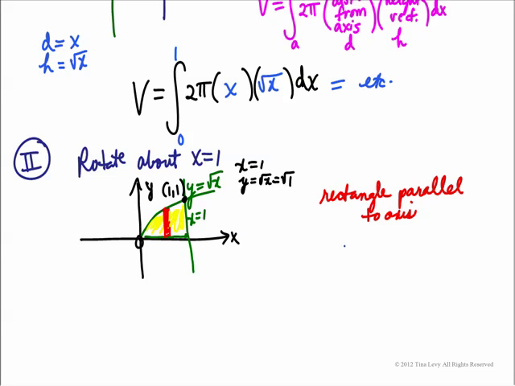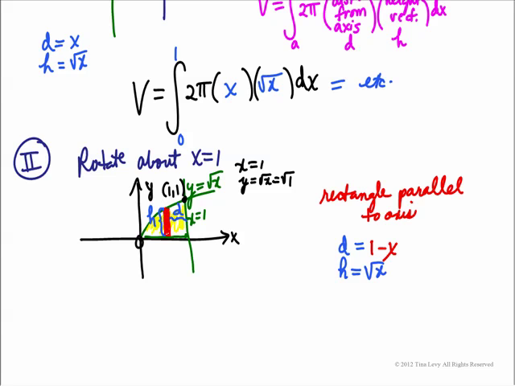Just like we did for the other, I need d, the distance from the axis of rotation, which becomes this value here, and then I need h, which is the height of the rectangle. The distance from the axis of rotation is 1 minus x. The reason for that is you went out 1 and then you subtracted the x value. Now the height of the rectangle is the y value of the curve, so it's just square root of x.